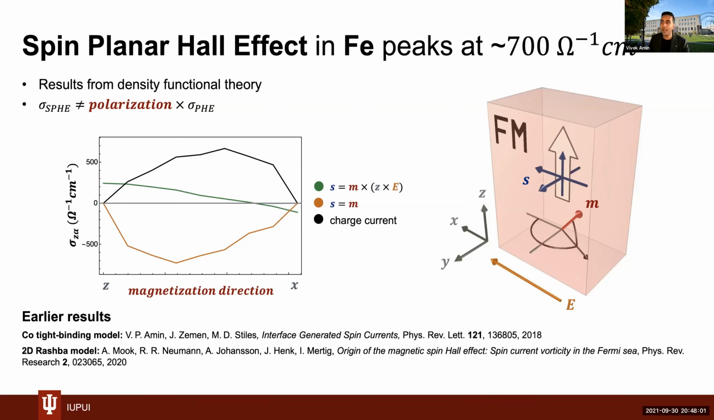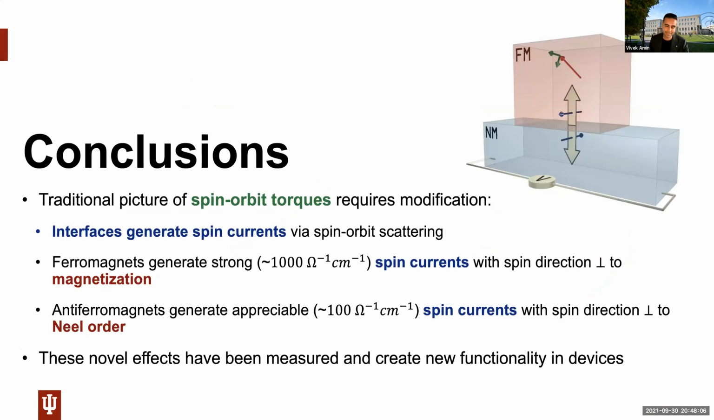Okay, so with that, I would like to conclude. The traditional picture of spin orbit torques requires modification. Interfaces generate spin currents via spin orbit scattering at the interface. And that's another effect that can contribute to spin torques in the ferromagnetic layer. And both ferromagnets and antiferromagnetic layers, meaning separate layers than the ones that are receiving the torque or that layer itself, generate spin currents with a direction perpendicular to the magnetic order.